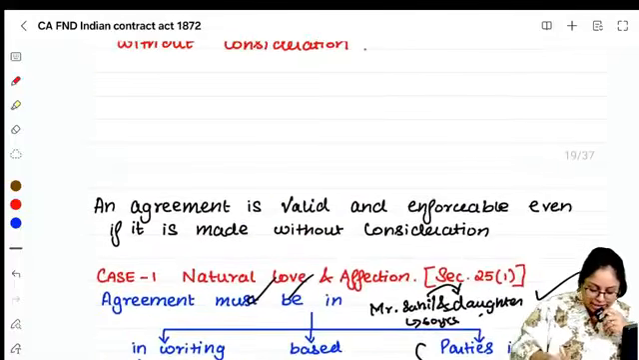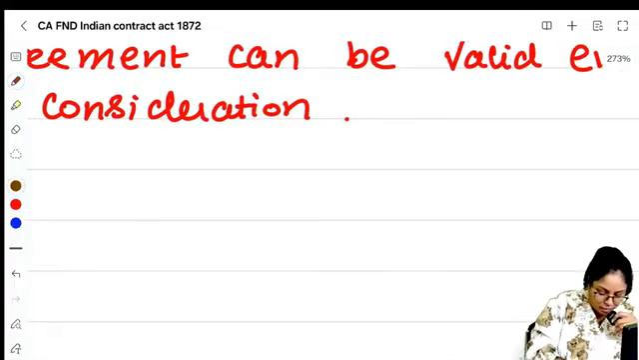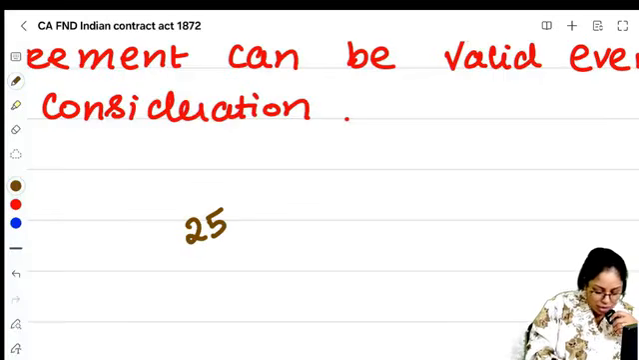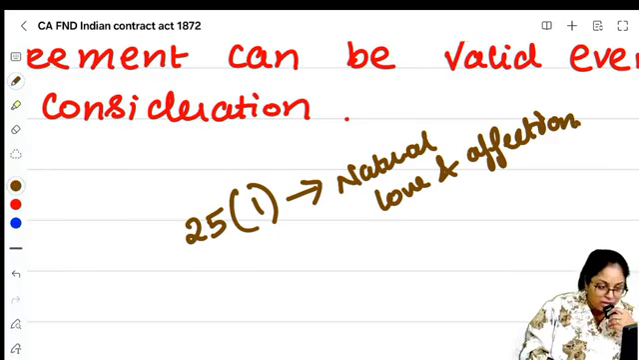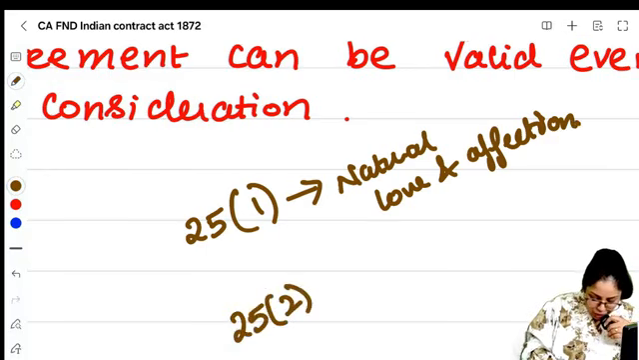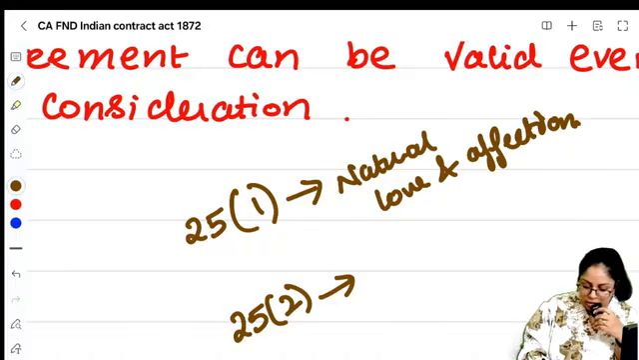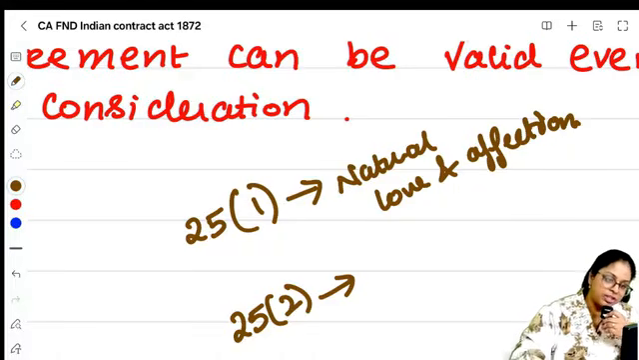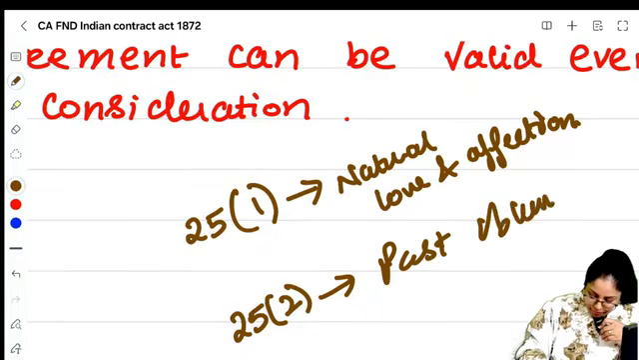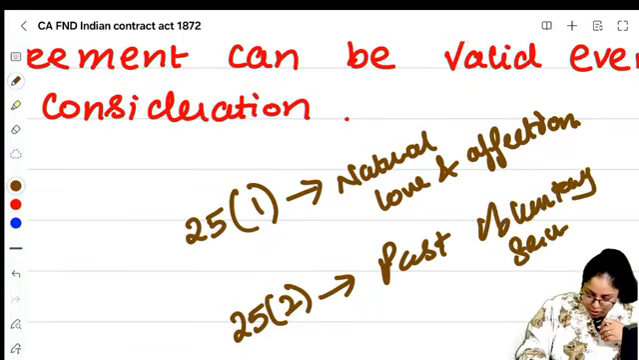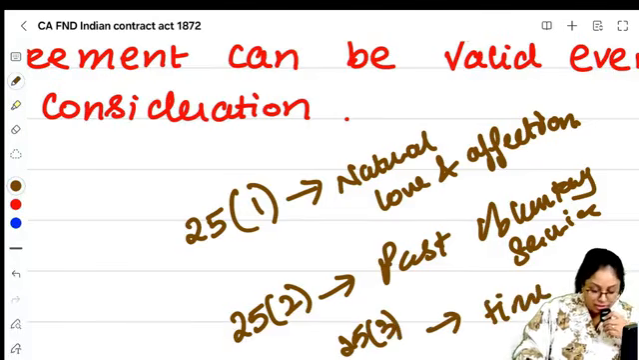Let me tell you just the section numbers here. Section 25(1) is for what? Natural love and affection. 25(2) is for what? 25(1) is natural love and affection. 25(2) is past voluntary service. 25(3) is time barred debt.